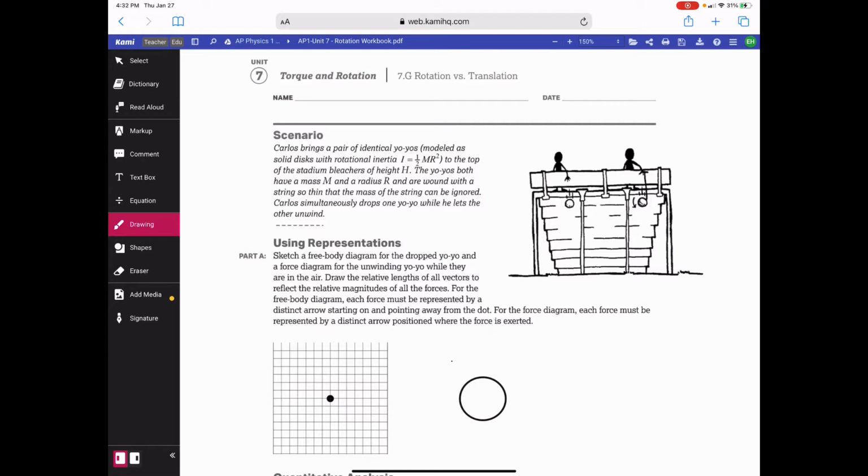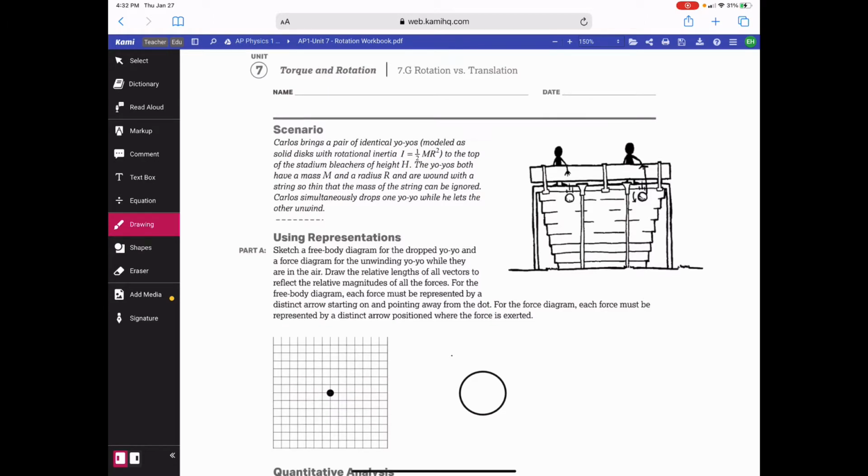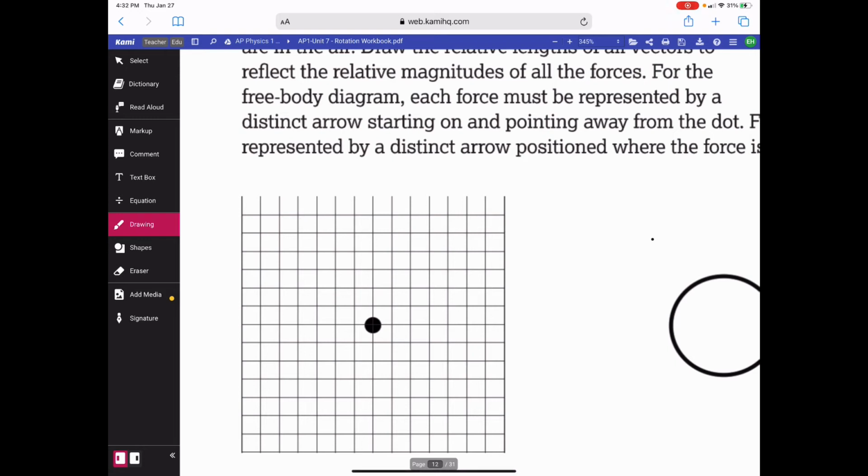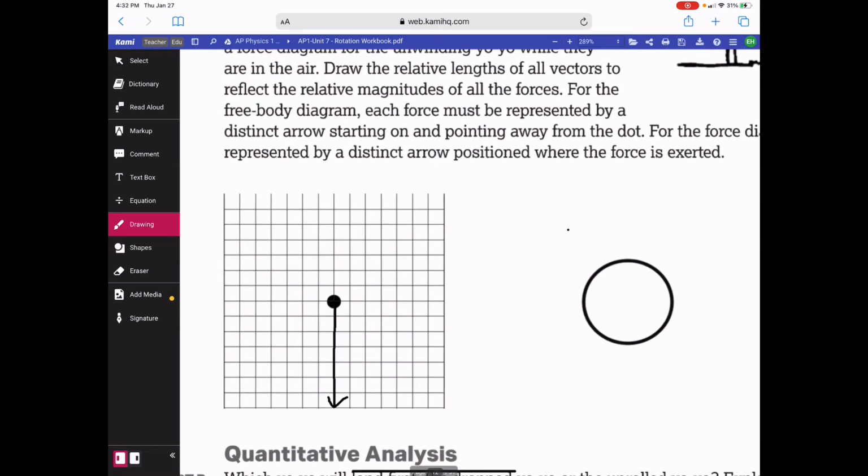Well, the first thing I'm going to do, we're going to start with the free body diagram over on the right-hand side. And the first thing I'm going to do is go ahead and draw the weight, the force due to gravity, equal to mg. And I'm going to draw the exact same length for the unwinding yo-yo, because remember, they're identical yo-yos.